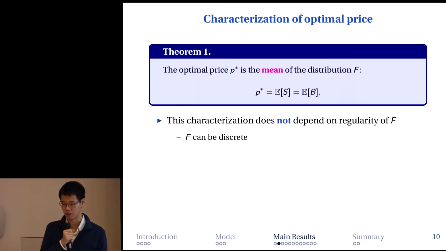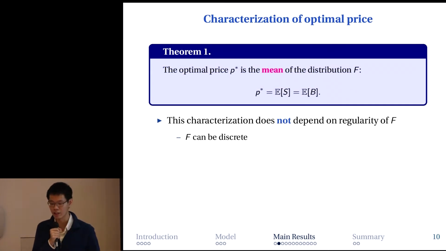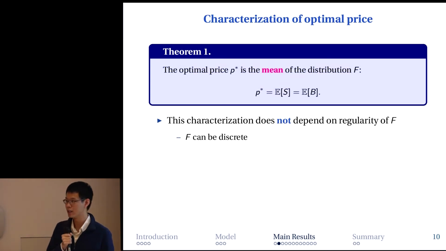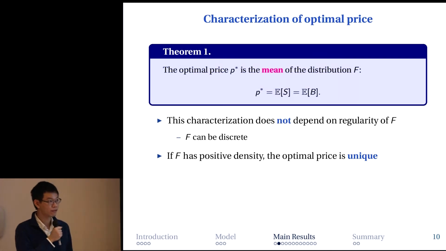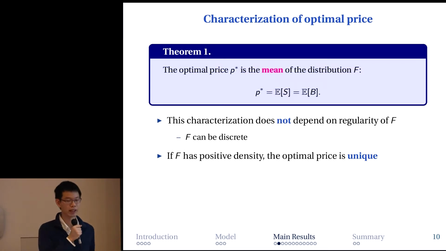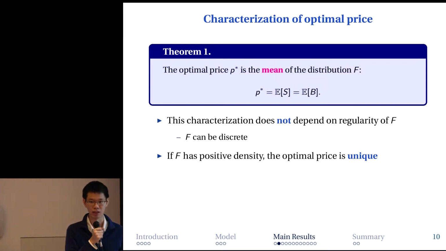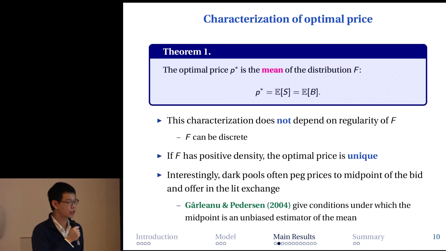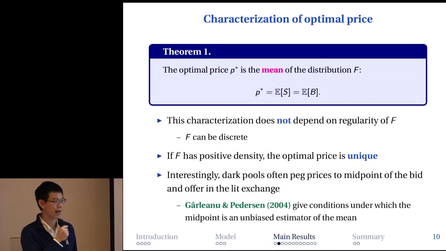So a few comments about our result. One easy remark to be made here is that this characterization does not depend on the regularity of F, and in particular, the distribution can be discrete. However, if this distribution has a positive density in the neighborhood of its mean, then we also know that the optimal fixed price mechanism is unique. And one final interesting comment is that dark pools in practice often peg prices to the midpoint of the bid and offer in lit exchanges. And it has been shown that the midpoint here is an unbiased estimator of the mean.